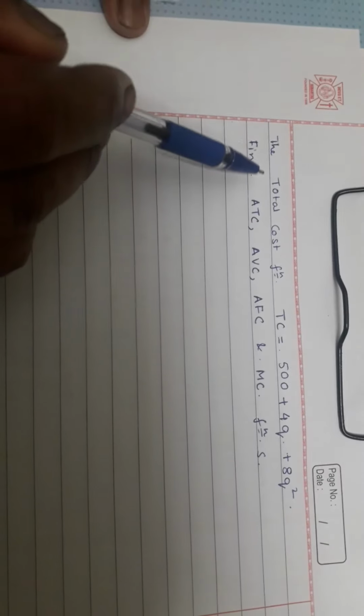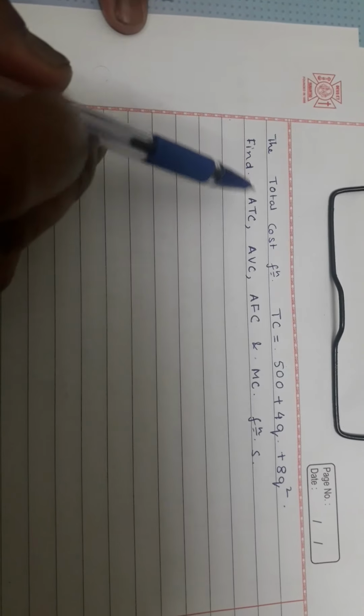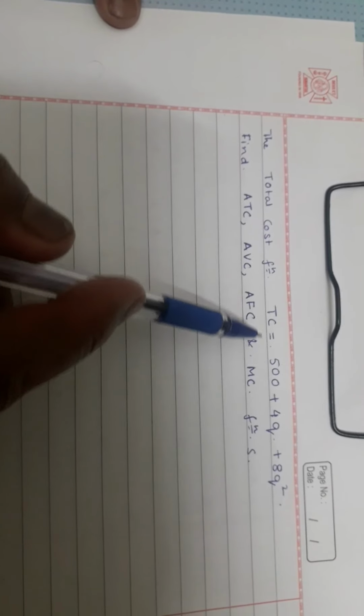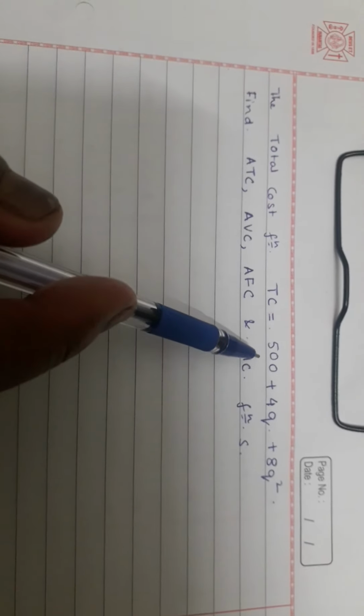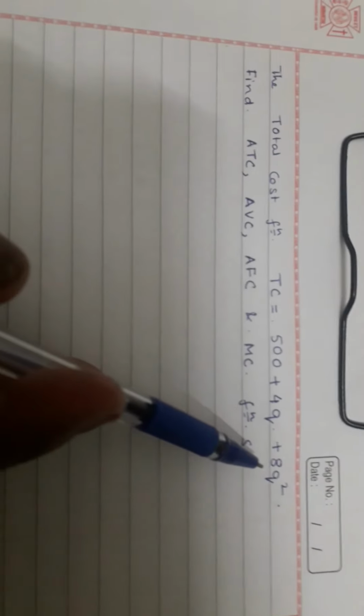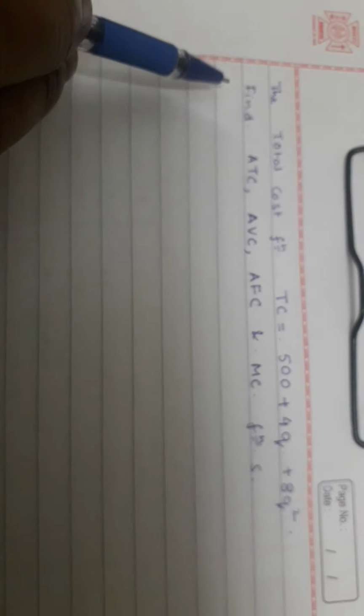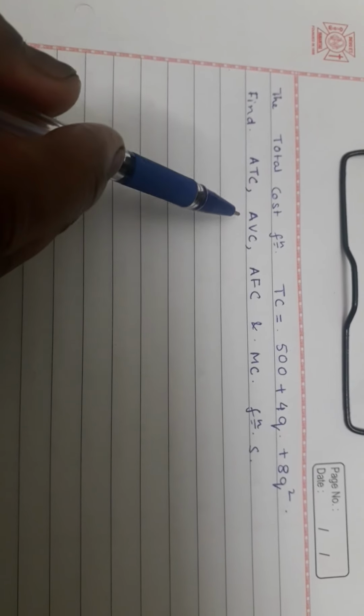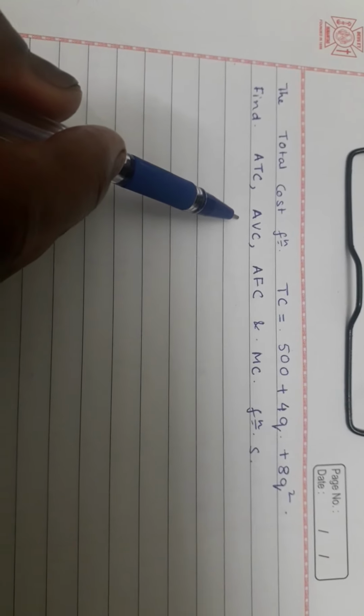So today we will be doing a sum. We are given a total cost function TC equal to 500 plus 4q plus 8q square. Now you are asked to find the average total cost function, the average variable cost function, the average fixed cost function and the marginal cost function.